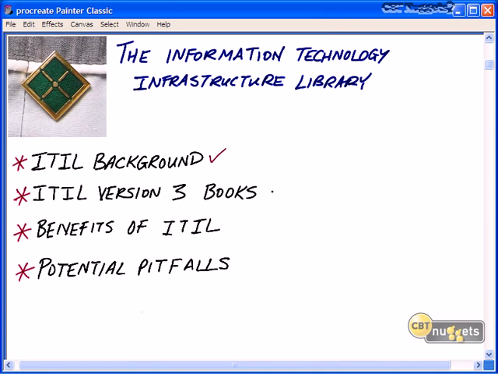We'll look at the ITIL version 3 books, all 5 of them, and break them down. We'll discuss the benefits of ITIL and why we should use the library, and then we'll also look at some potential pitfalls of basing your IT management on the ITIL itself. Hey, behind every silver lining there's a cloud. All right, so let's get started.